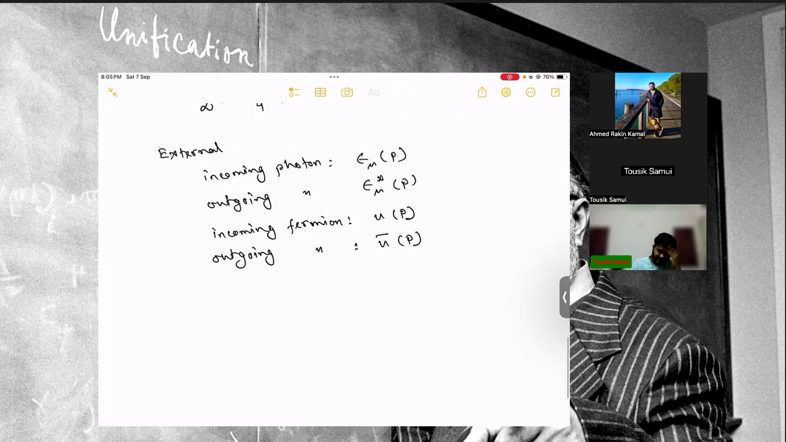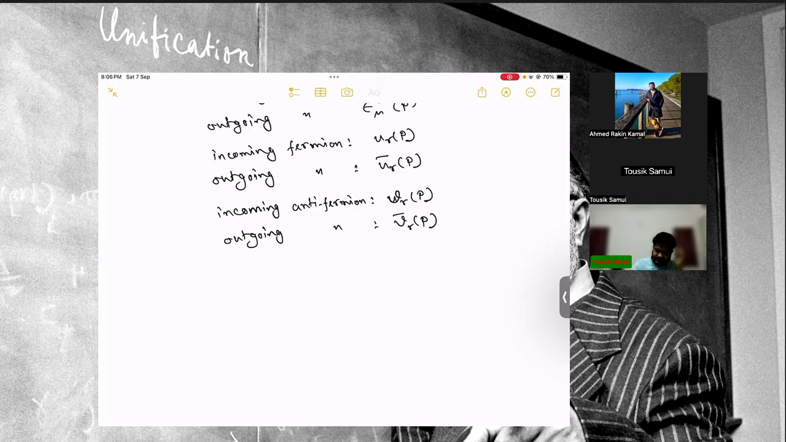And since the fermions are not exactly real, meaning they have their antiparticle, for an incoming antifermion we have a different spinor, which is represented by v bar, okay? And for an outgoing antifermion, it will be v. So these are, let's say, some spin states.